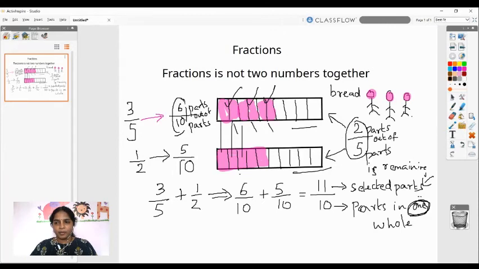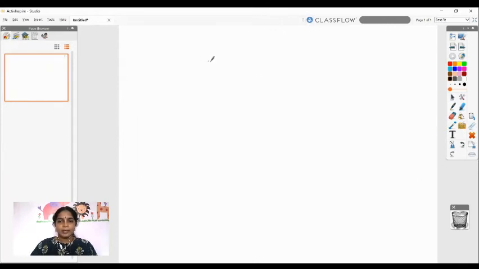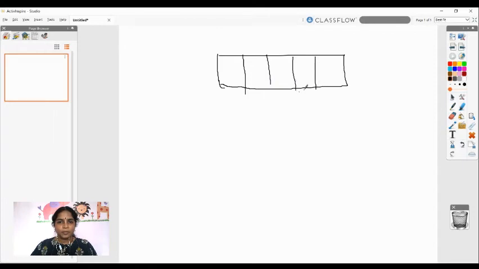To clarify again, let's again talk about the numerator and denominator. Now if I have a bread piece and I am making it into 5 parts. Now if I say I gave away 2 parts, I gave away 2 parts. When I say I gave away 2 parts, I'll ask you what's the fraction for given away. How much fraction was given away?